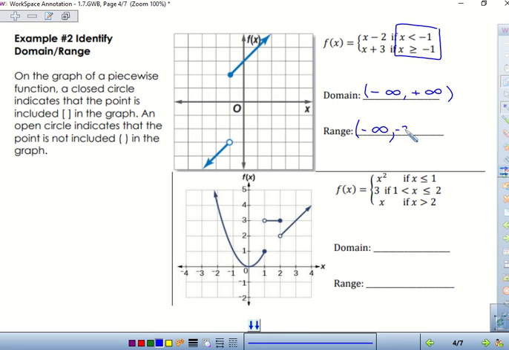-3. Does it actually take on -3? So I use a curved bracket. But we have a problem. We have this other piece of the function up here. So here's how we do that. We have a range for this one. We already identified that, right?